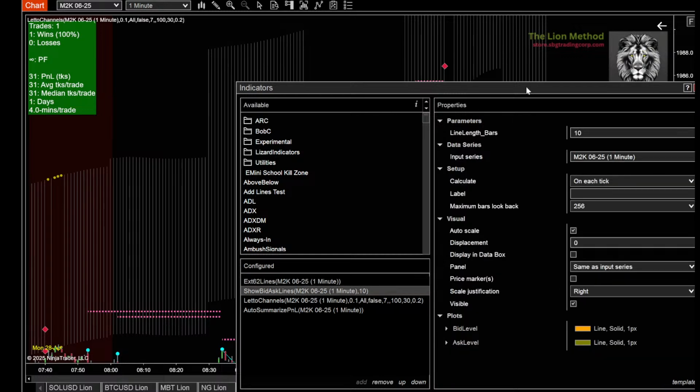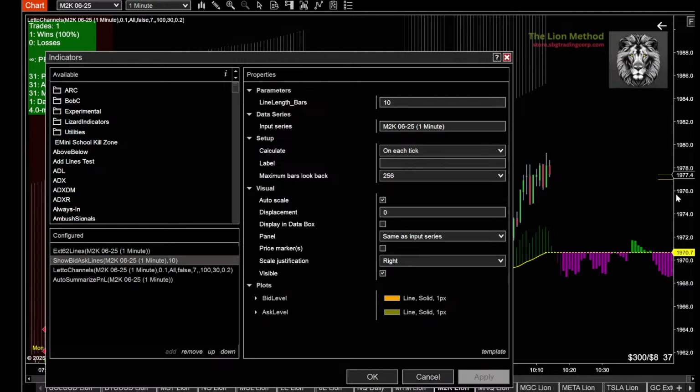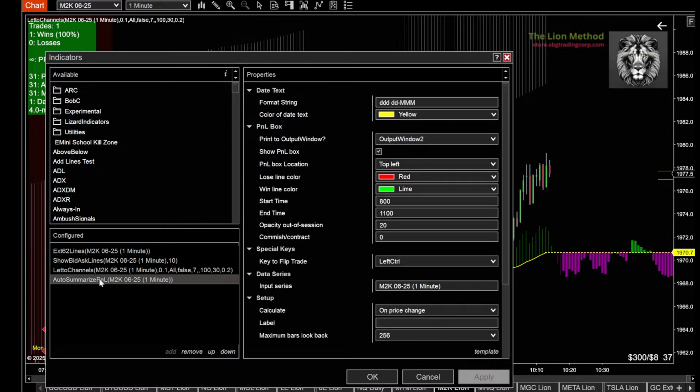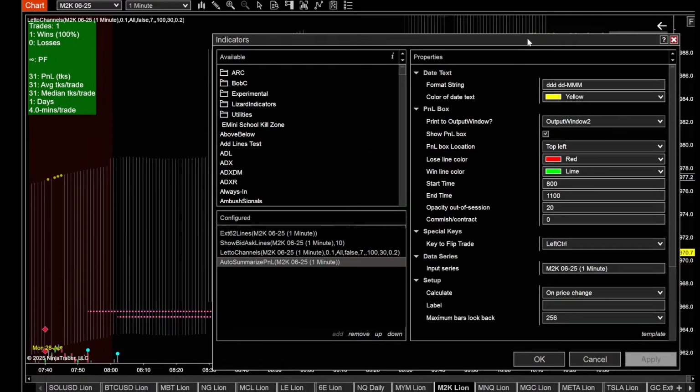Show bid ask lines, and what that does is it just prints these little lines here. That's the bid and the ask price. Not a big deal. Auto summarize P&L also is the one that prints the date at the bottom left of the chart, and that's what this is, date text. You can print information to the output window too. So if you open up your output window, you'll see information getting printed there. It's basically a little bit more details about the P&L.